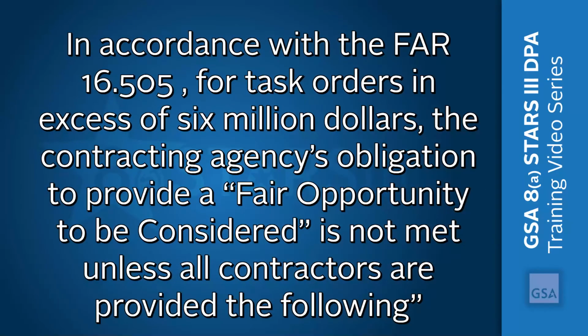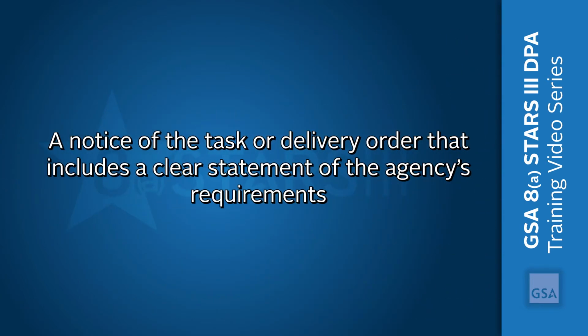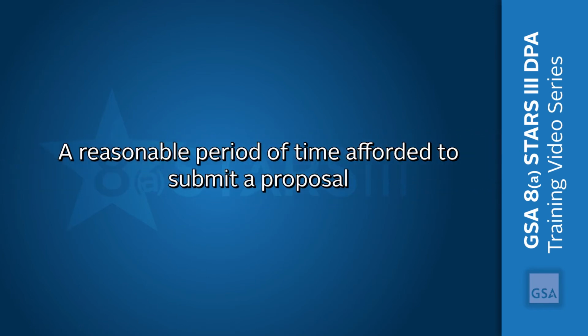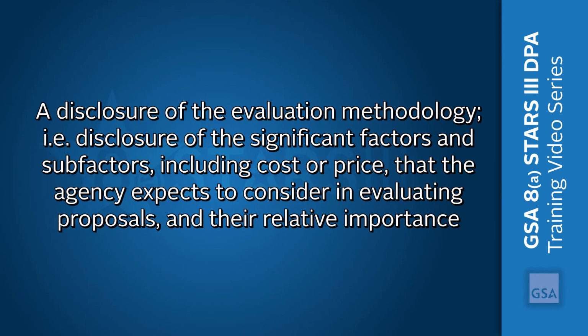16.505(b)(2). In accordance with FAR 16.505, for task orders in excess of $6 million, the contracting agency's obligation to provide a fair opportunity to be considered is not met unless all contractors are provided the following: a notice that includes a clear statement of the agency's requirements for the task or delivery order, a reasonable period of time to submit a proposal, a disclosure of the evaluation methodology.